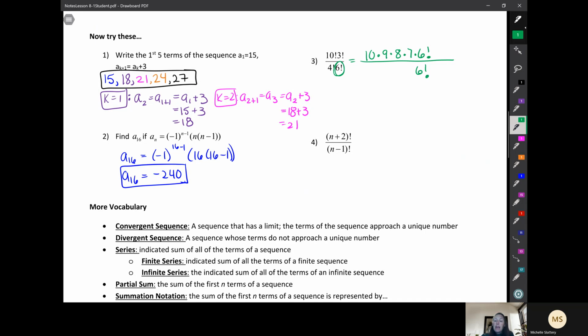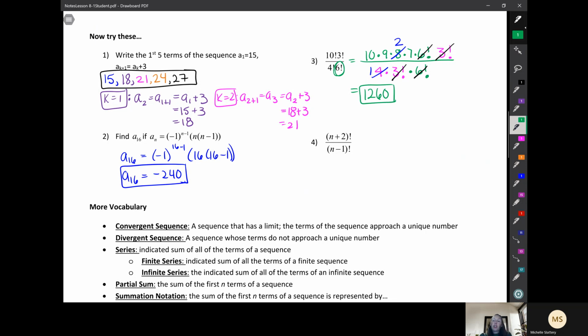So those can cancel. And then I'm going to keep my 3 factorial from the numerator just as 3 factorial. I'm going to expand my 4 down to 4 times 3 factorial. And then the 3 factorials will cancel. So I can cancel my 3 factorials, cancel my 6 factorials, and now I just need to multiply what's remaining. I can reduce my 4 with my 8 and make my 8 a 2, and my 4 becomes a 1. And when I multiply that out, then I end up with 1,260.